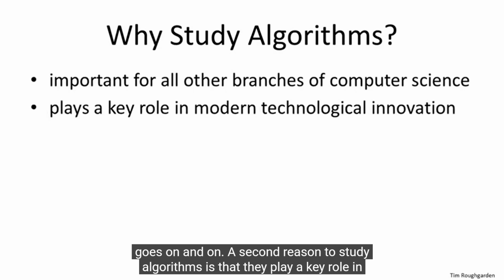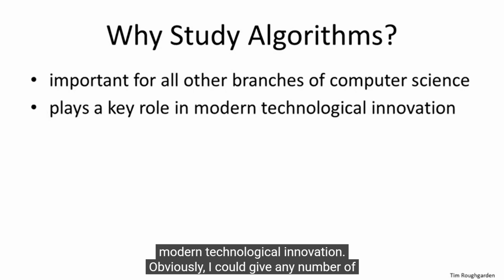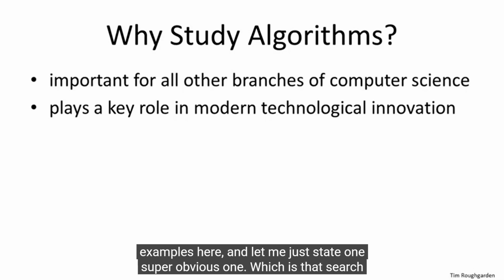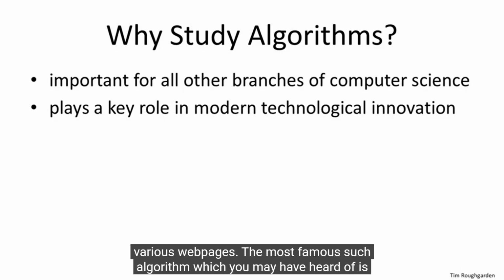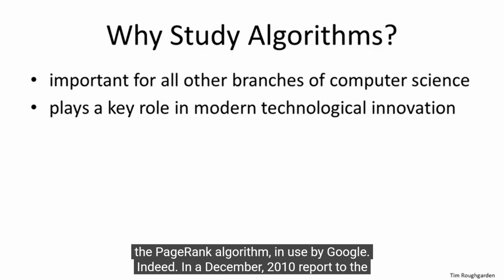A second reason to study algorithms is that they play a key role in modern technological innovation. Obviously, I could give any number of examples here. Let me just state one super obvious one, which is that search engines use a tapestry of algorithms to efficiently compute the relevance of various web pages. The most famous such algorithm, which you may have heard of, is the PageRank algorithm in use by Google.